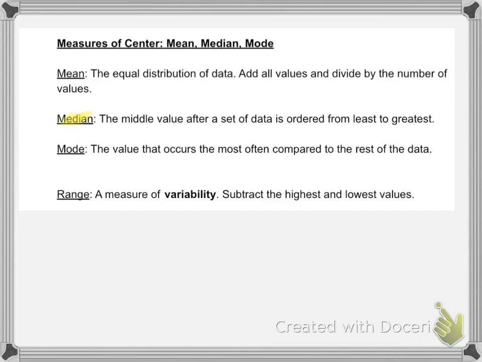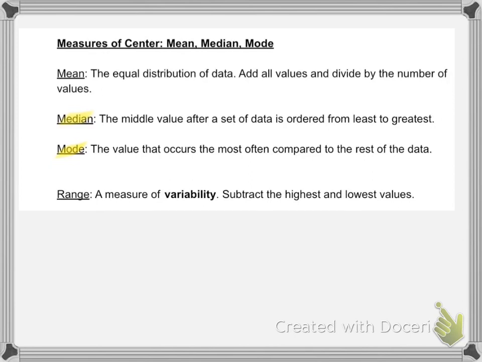The median is the middle value after a set of data has been ordered from least to greatest. And then our mode is the value that occurs the most often compared to the rest of the data. And last, that's our range here. That is not a measure of center. It's a measure of variability. It tells us how the data changes. And to find the range, it's subtracting the lowest value from the highest value.